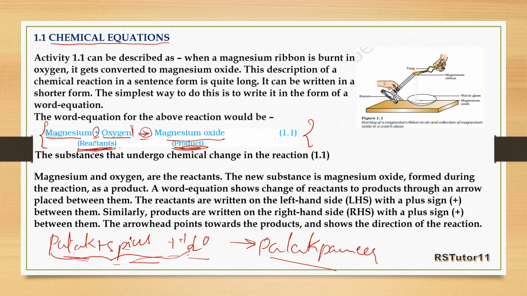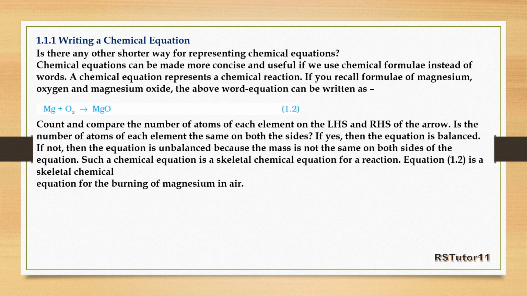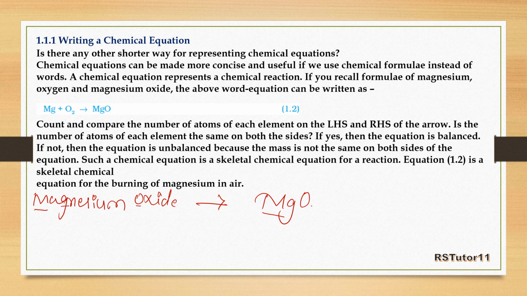See, when magnesium and oxygen react, they get magnesium oxide. Okay. Next. So, how to write this chemical equation? Before it was written in words, now it's a chemical equation. See, magnesium oxide. Don't you think it's too long to write? So the short form is MgO. Is there any other shorter way for representing chemical equations?